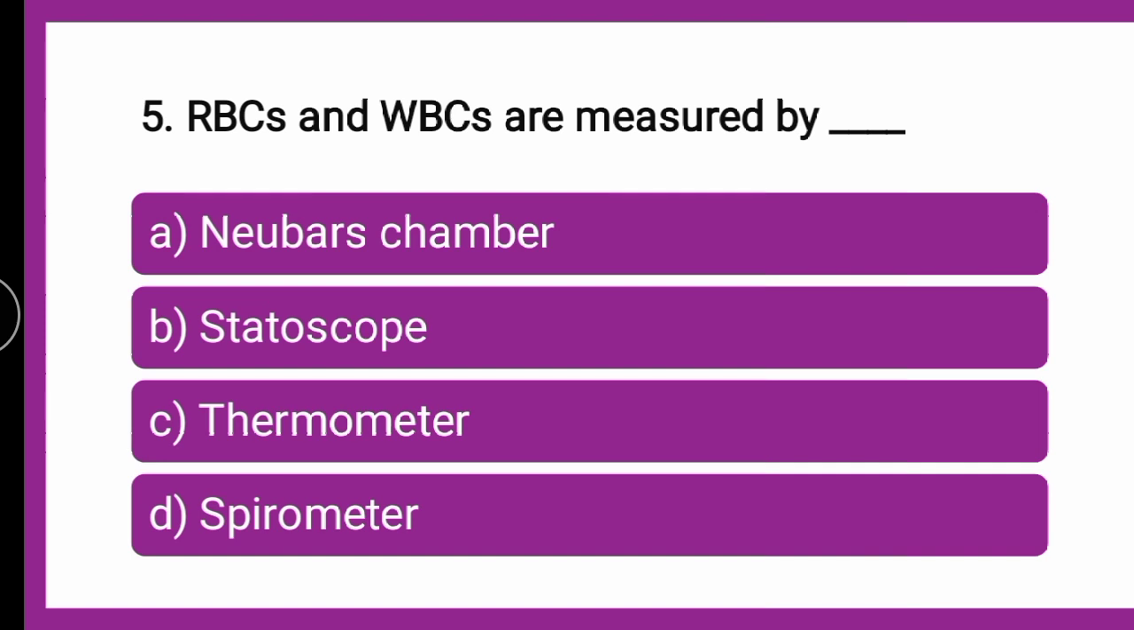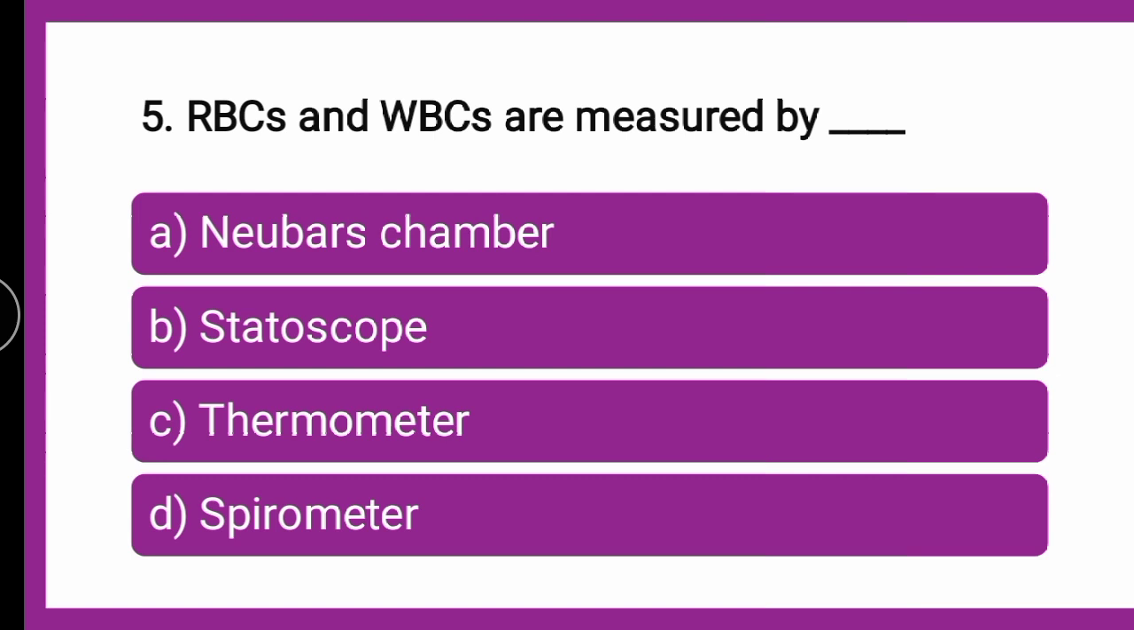Next question we will go. The RBCs and WBCs are measured by dash. Which amongst the given is measuring the RBC and WBC? That is the RBC count and WBC count. Whether it is Neubauer's chamber, stethoscope, thermometer or spirometer, which amongst the given counts the WBCs and RBCs?